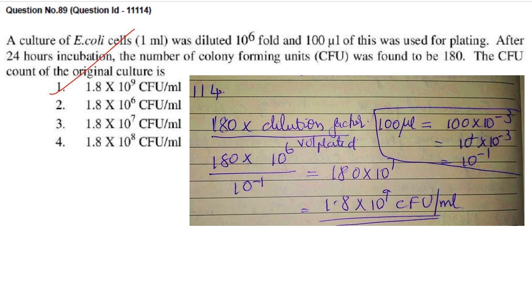Sorry. The CFU count of the original culture is the number of CFU into dilution factor divided by volume plated. The volume plated they have given as 100 microliter. Convert it into ml, you get 10 raised to minus 1 ml. Now substitute 180 into 10 raised to 6 divided by 10 raised to minus 1, you get 1.8 into 10 raised to 9 CFU per ml.